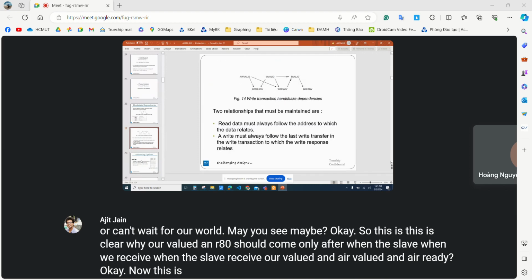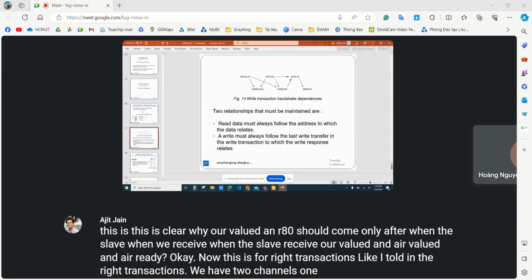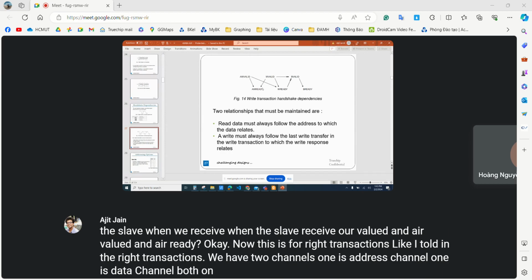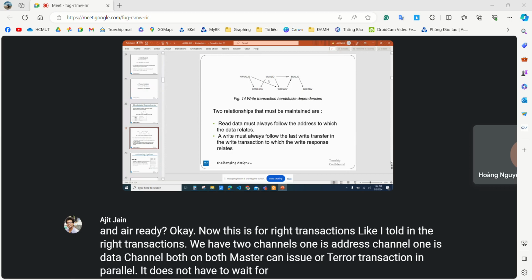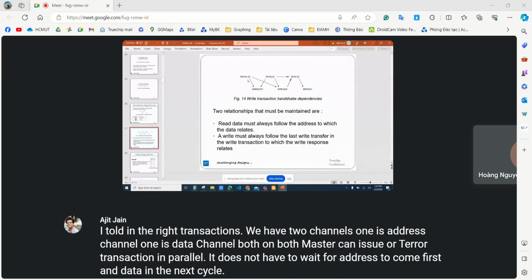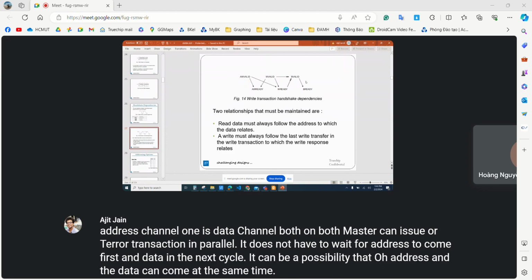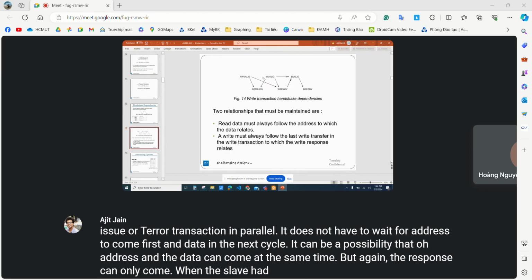Now this is for write transactions. Like I told you, in write transactions we have two channels: one is the address channel, one is the data channel. The master can issue both in parallel. It does not have to wait for the address to come first and the data in the next cycle. Address and data can come at the same time. But again, the response can only come when the slave has both.